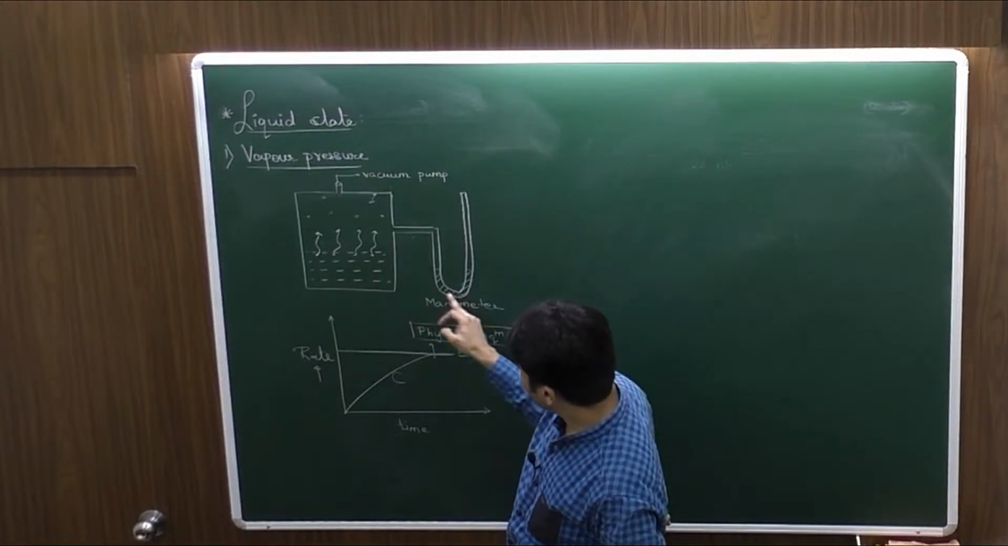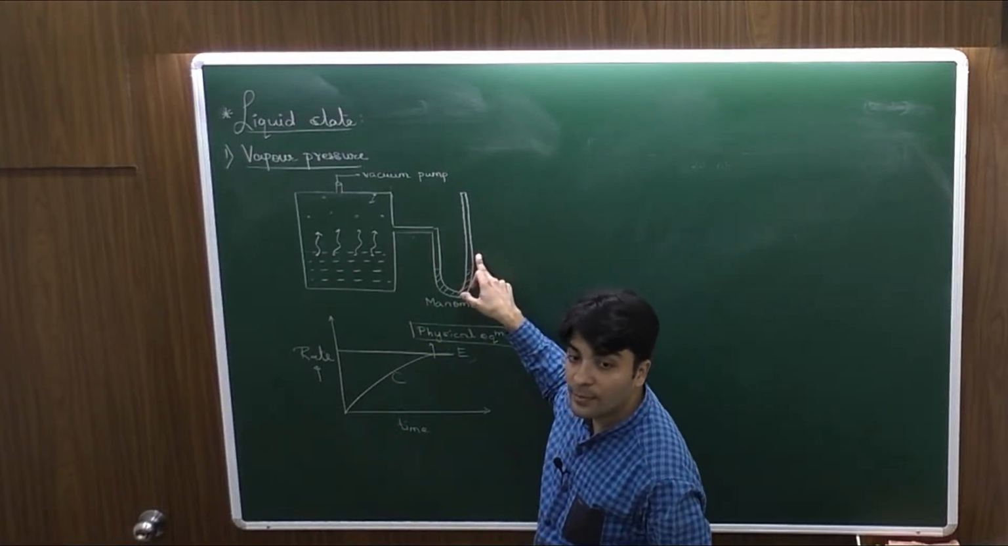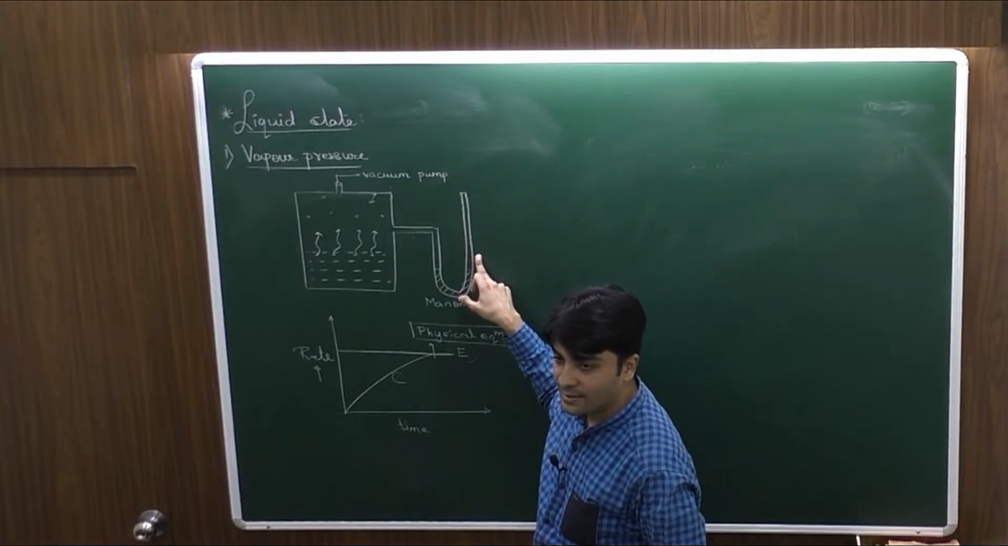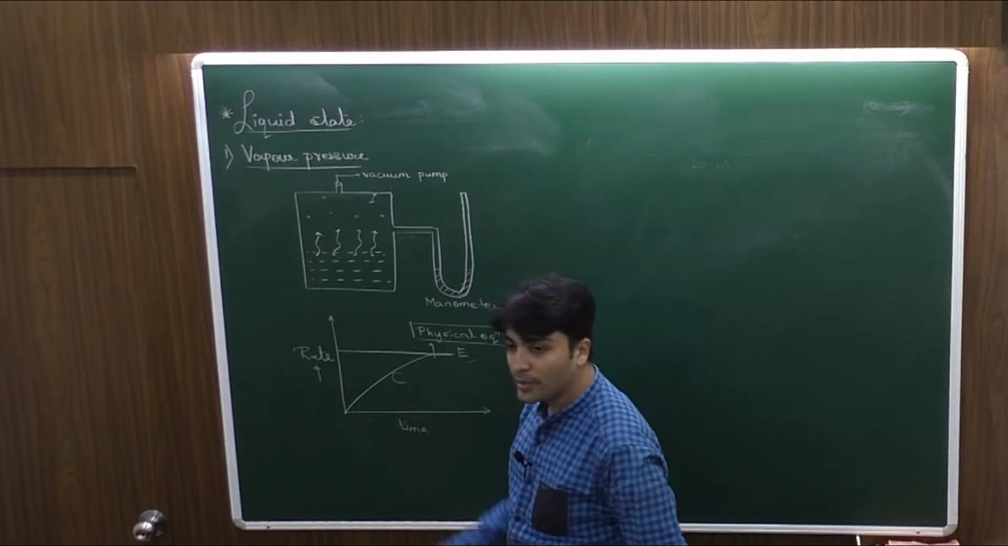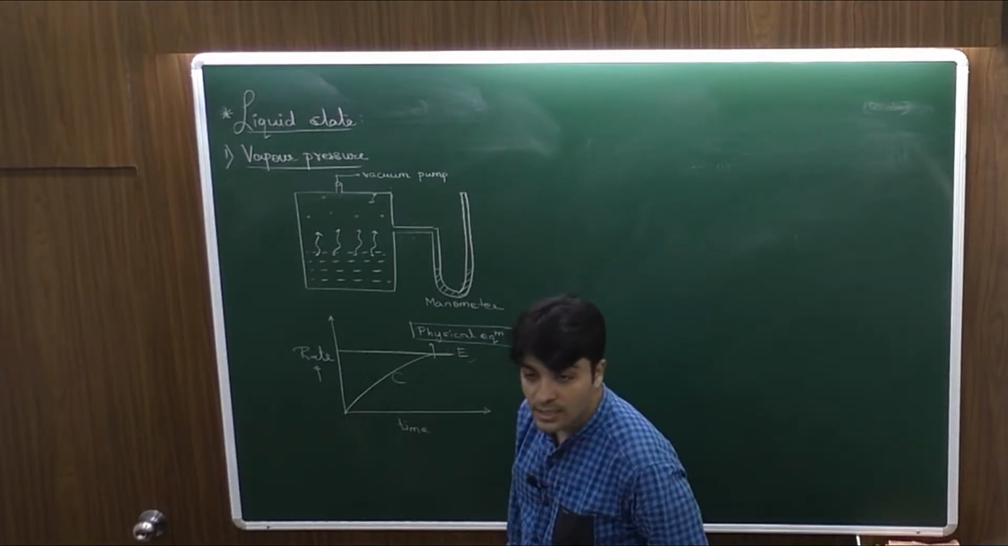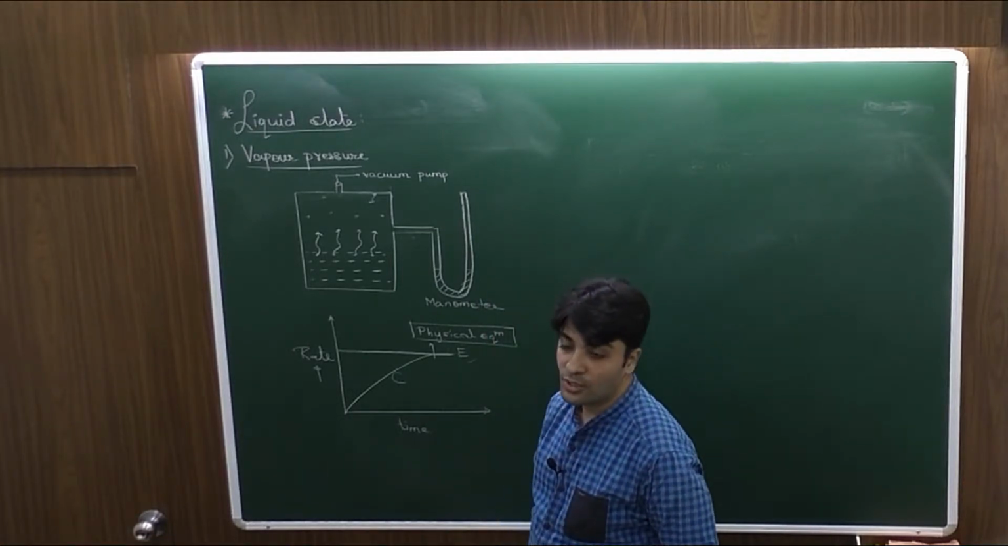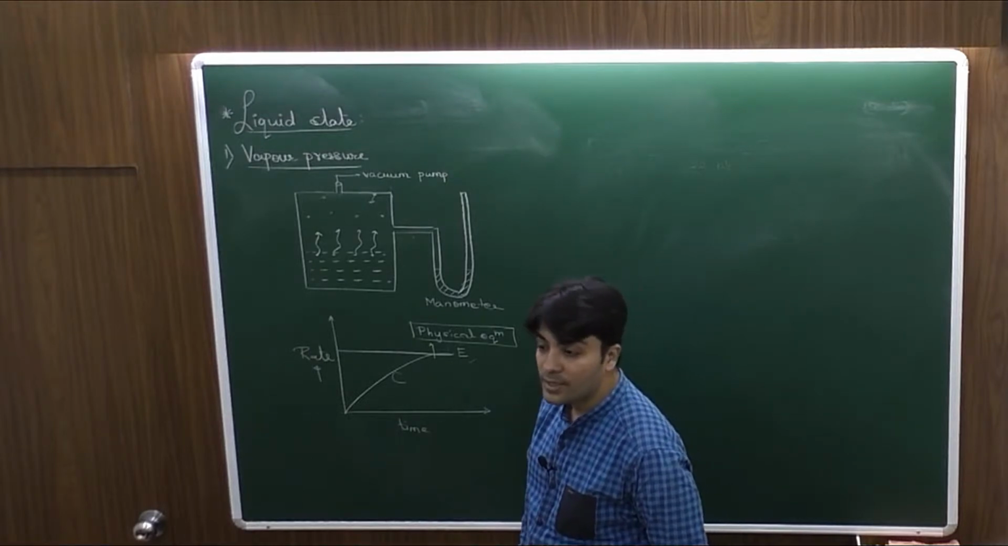So now even if the molecules are increasing, at the same time they are decreasing. So the pressure which is measured now in the manometer will become constant. It will initially increase, but at the equilibrium point it will become constant. Hence vapor pressure is constant at a constant temperature for a liquid.